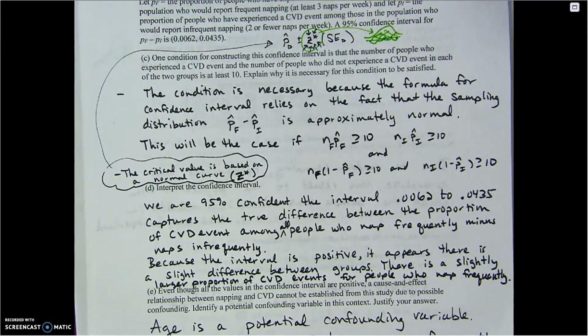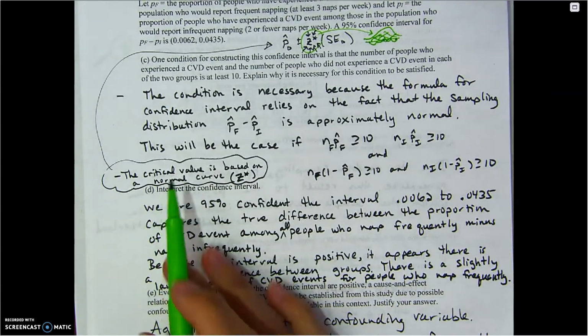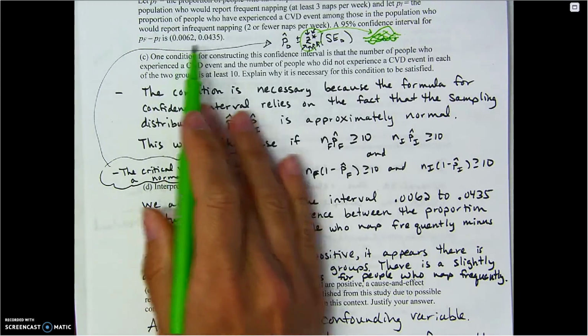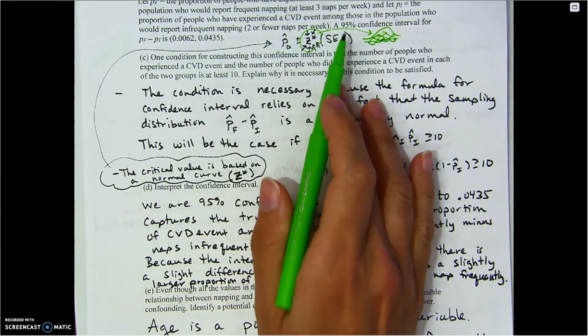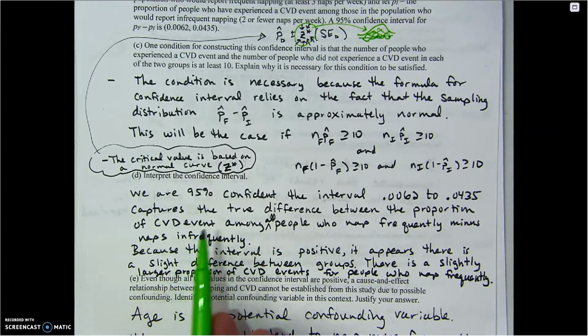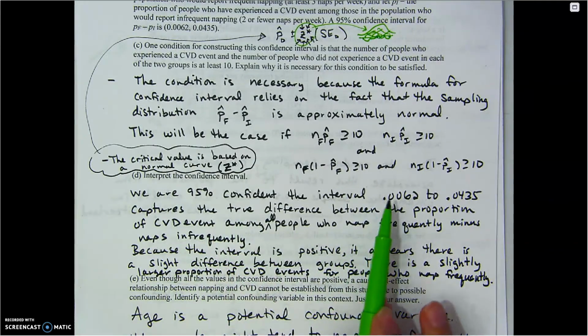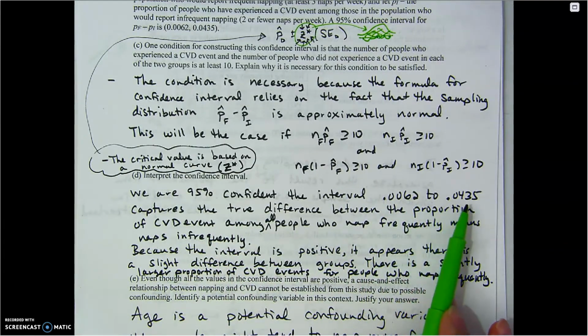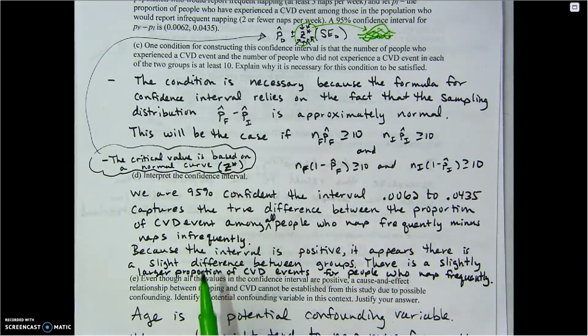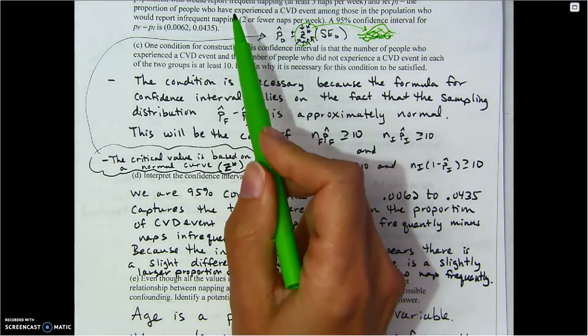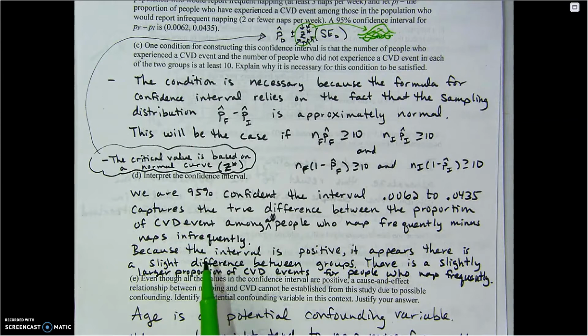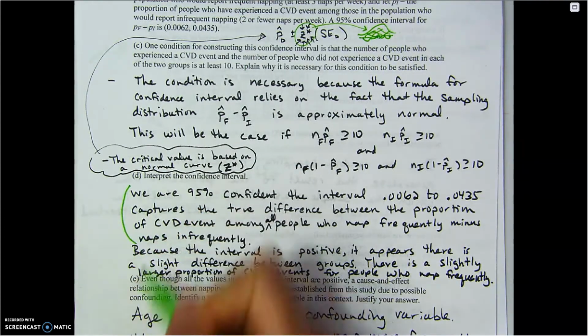All right, interpret your confidence interval. Okay, so that's your go-to sentence. We are 95% confident the interval 0.0062 to 0.0435, which is what they gave us, captures the true difference between the proportion of CVD events among all people who nap frequently minus naps infrequently. Writing this sentence, all I did was steal their language. All right, so this is just your basic interpretation.